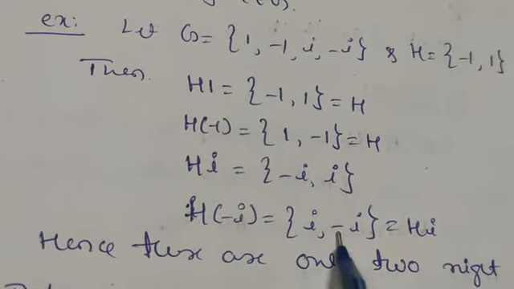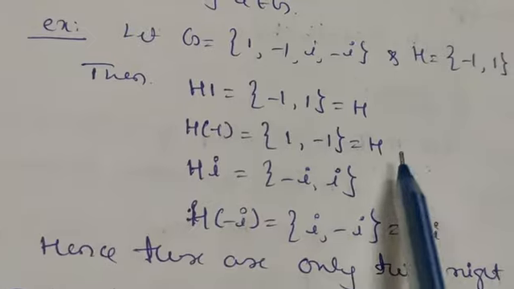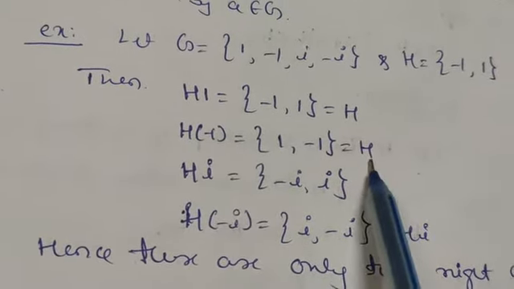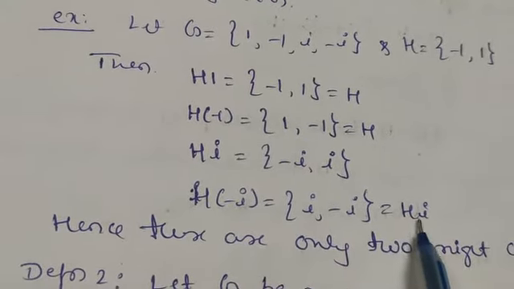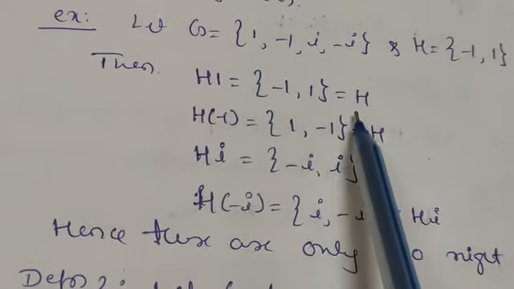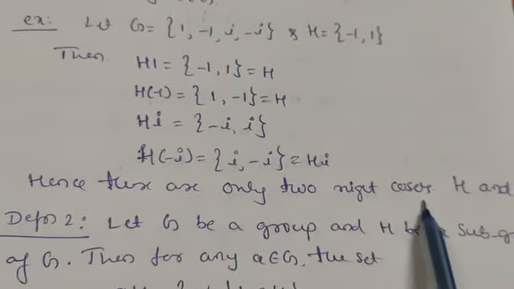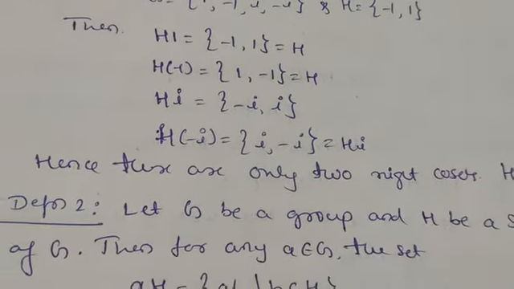So therefore we can say that these two are the same set, so we can take Hi. H1 and H(-1) are equal, they are equal to H, and Hi and H(-i) are the same, equal to Hi. So therefore there are only two different cosets here. Hence there are only two right cosets, and they are H and Hi. This is the definition of a right coset.